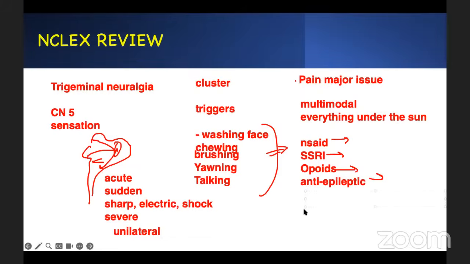But the number one choice is carbamazepine, which is an anti-epileptic. So if they say which one is the best, then that's your drug of choice. But if they give you select or apply, you have to pick all of them. If they say which of these can you use, yeah, you can use all of them. It's a multimodal therapy that can be applied to all of them. So don't forget that.